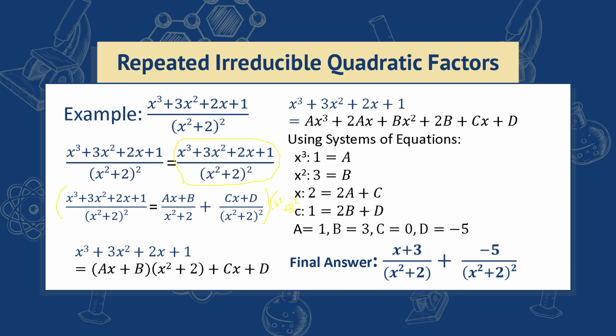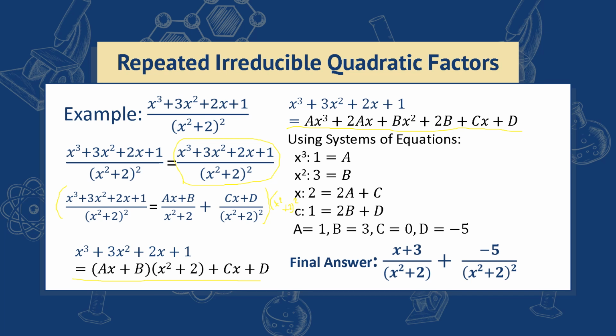After multiplying it, we would have x cubed plus 3x squared plus 2x plus 1 is equal to ax plus b times x squared plus 2, plus cx plus d. You could simplify it further by multiplying ax plus b times x squared plus 2. Our simplified version of the equation would be x cubed plus 3x squared plus 2x plus 1 is equal to ax cubed plus 2ax plus bx squared plus 2b plus cx plus d.